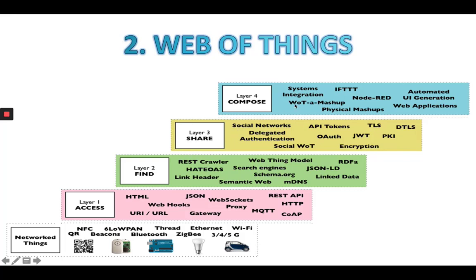And the role of the last layer is to integrate the services and data offered by things into higher-level web tools. It means it's making it even simpler to create applications in both things and virtual web services.